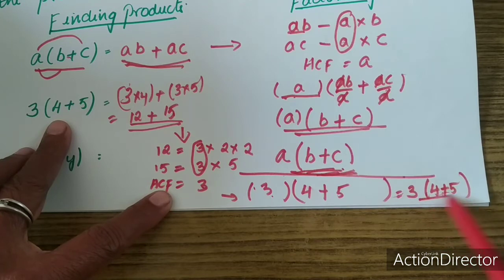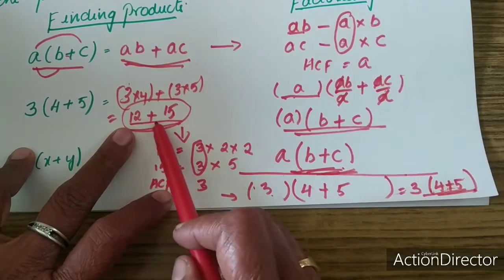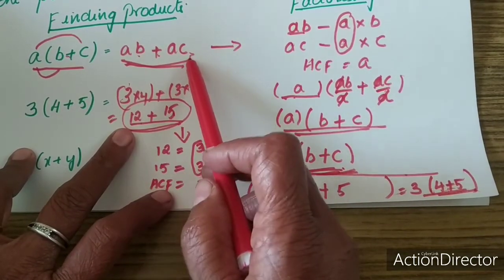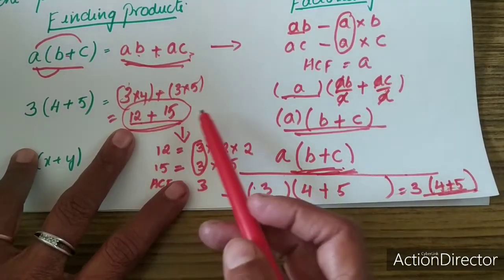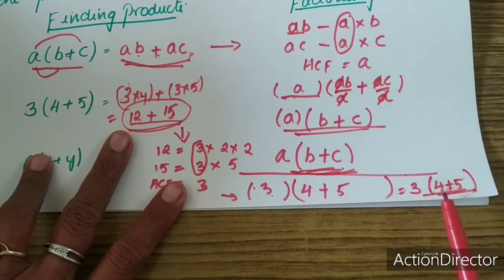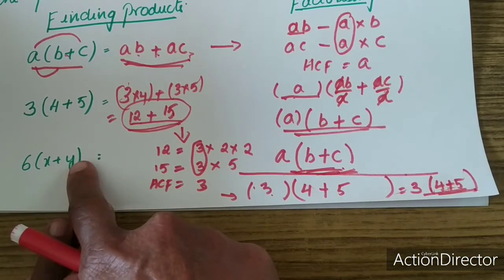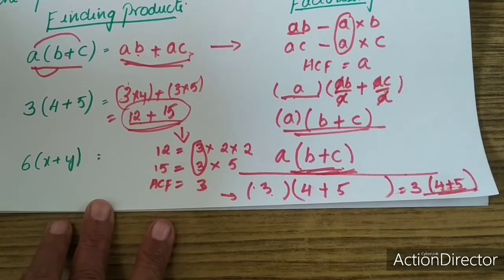So getting back the original form is nothing but this factorization. In the exam you will be given this form, 12 plus 15 or AB plus AC, the product form, and from the product form you have to write the original form, that is called factorization. In the same way you try this question, that is 6 into x plus y.